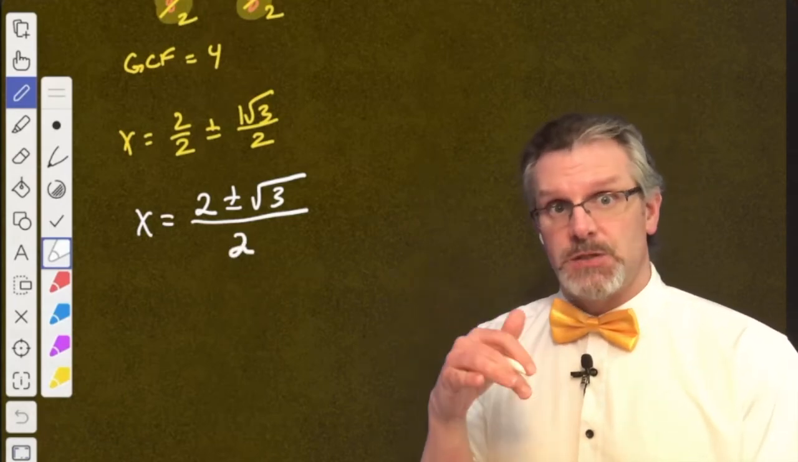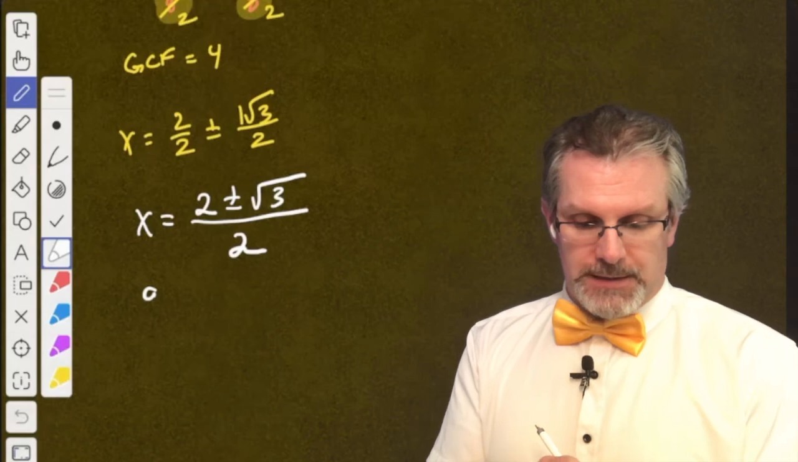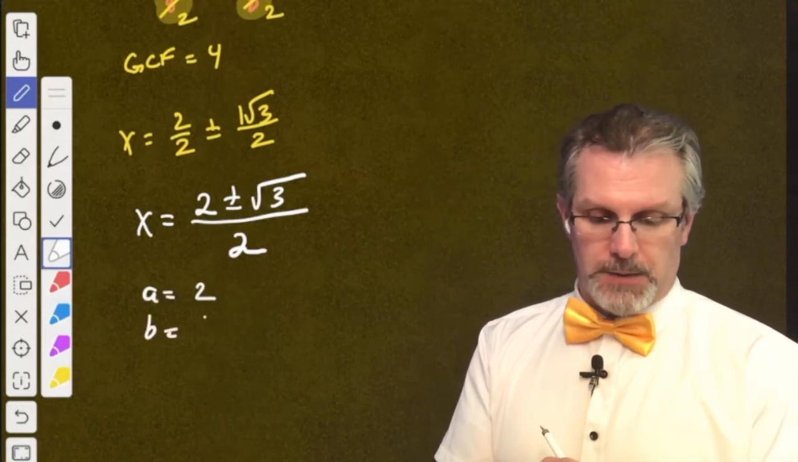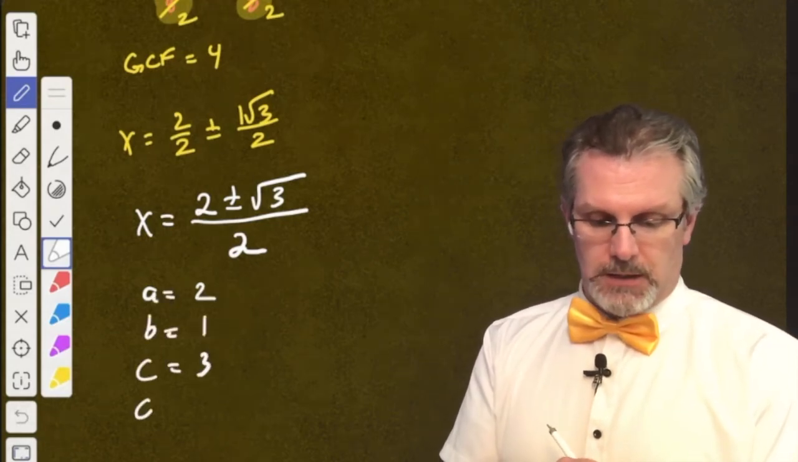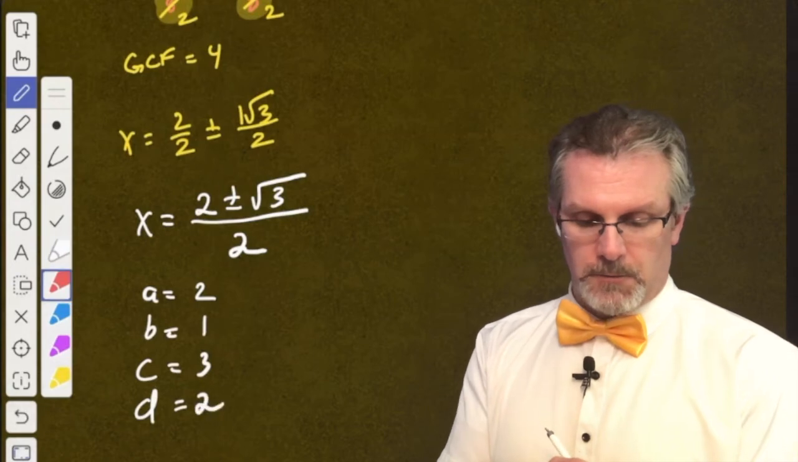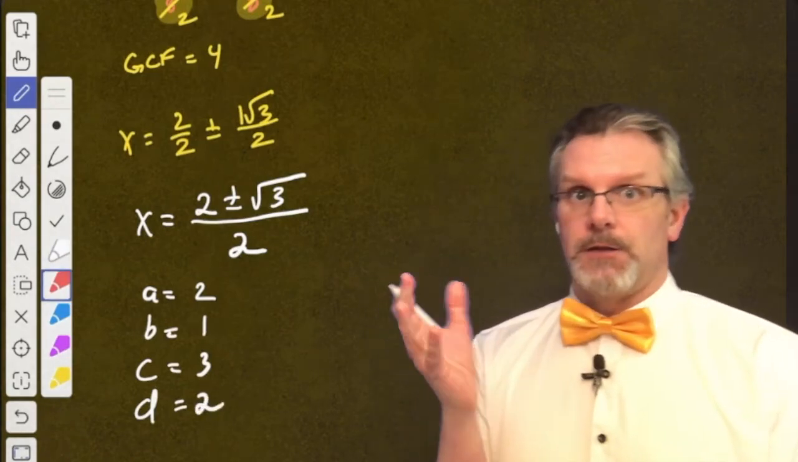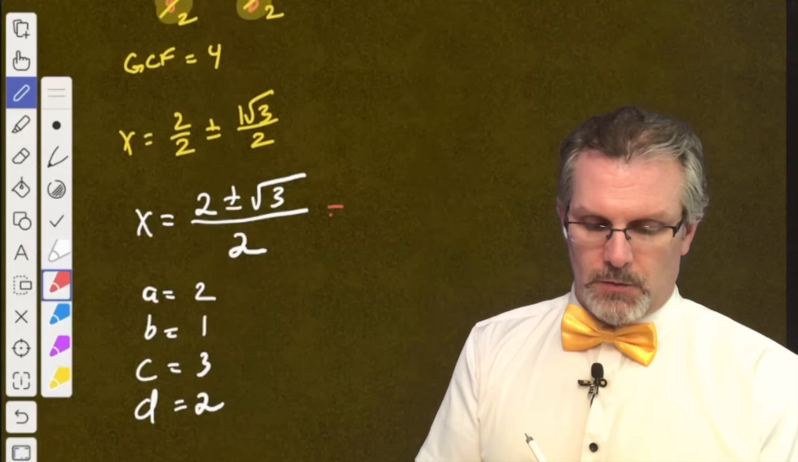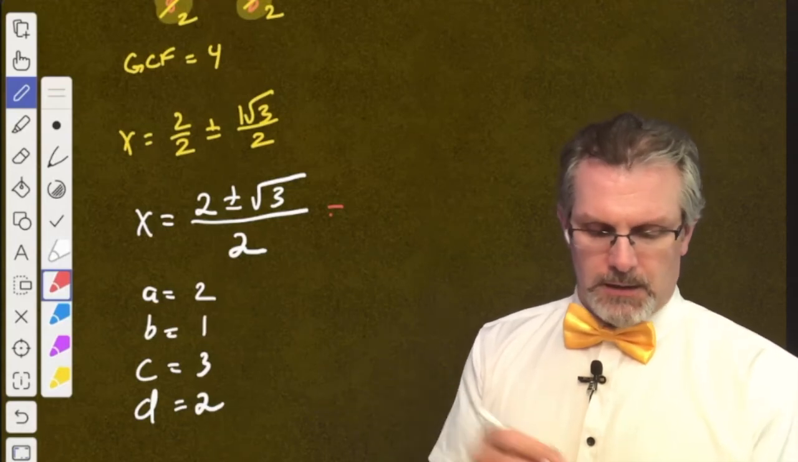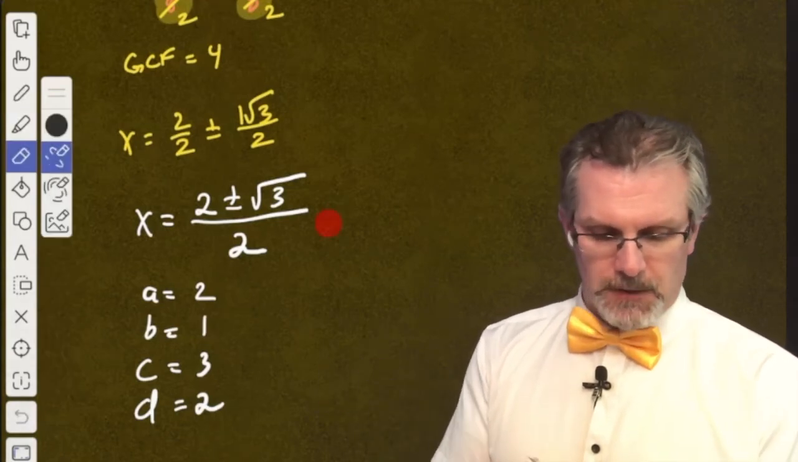That matches the format, so we can say that a equals 2, b is 1, c is 3, and d is 2. I understand. There are people who are going to say, well, wait a second. Hey, old man, I put the equal sign in the wrong place. Sorry.